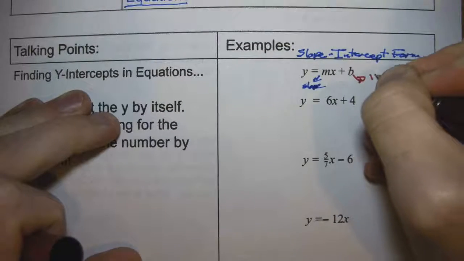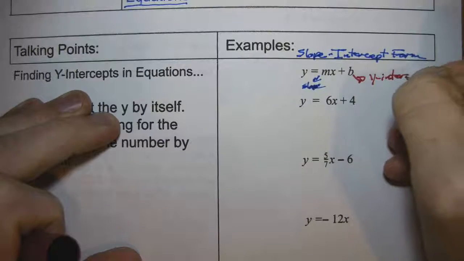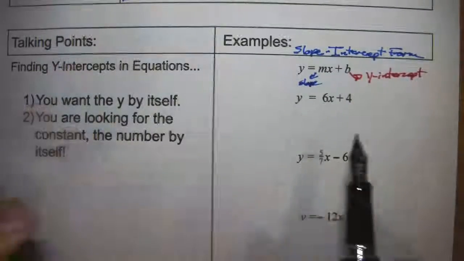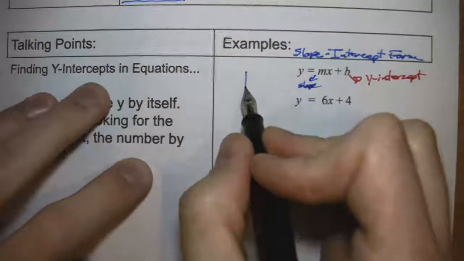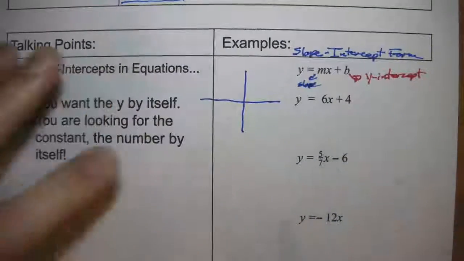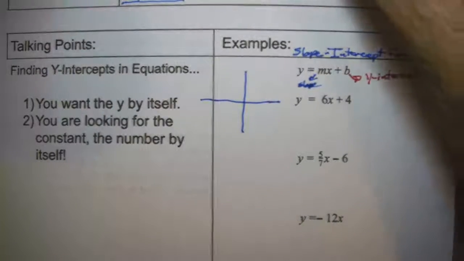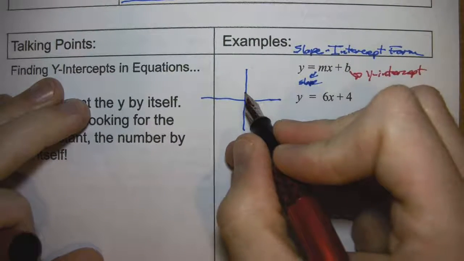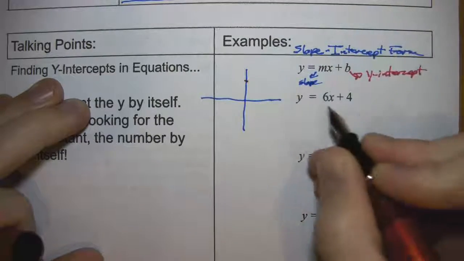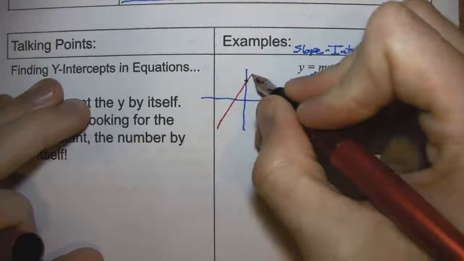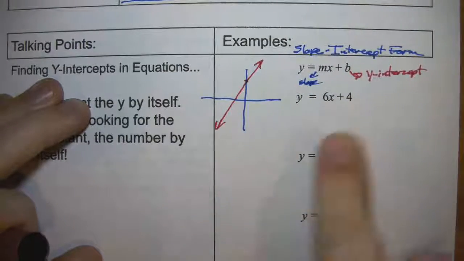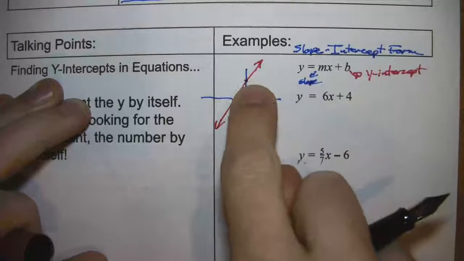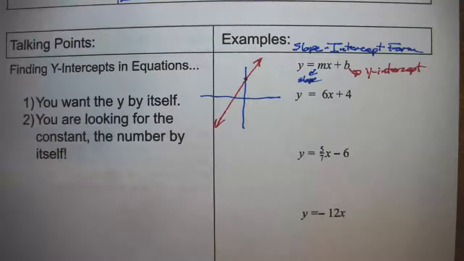B is the y-intercept. In other words, if I were to graph an equation, let's say this first one, y equals 6x plus 4, then I know based on the slope of 6 that it's going to be a pretty steep line, and I know from the 4 that it's going to cross the y-axis 1, 2, 3, say 4 up. So this line is going to look something like that. It's got a 6 for a slope, so it's going to be pretty steep, and it's got 4 for a y-intercept, so it's going to cross 4 spots up on the y-axis.